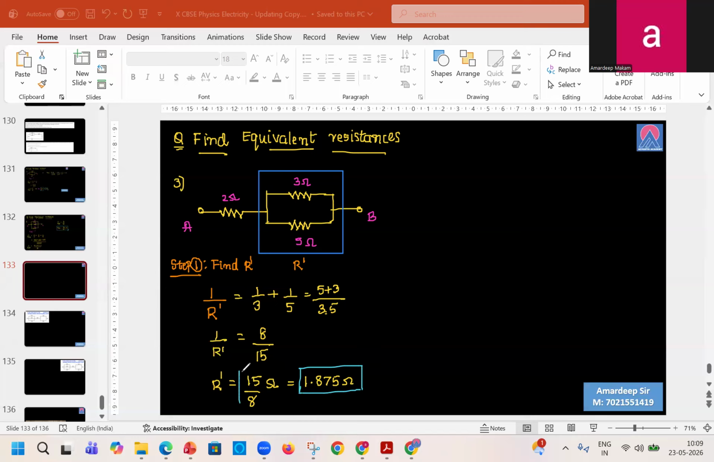Yeah, but 15 by 8, because the denominator is an even number, you can always get a terminating decimal. Especially a denominator which is a multiple of 2, like 1 by 2, 1 by 4, 1 by 8, 1 by 16. You can always get a terminating decimal and get the answer. So R dash you got. Now this R dash which you got is in place of 3 ohm parallel to 5 ohm. So this is as good as saying this entire thing which is there over here has converted into something like this.